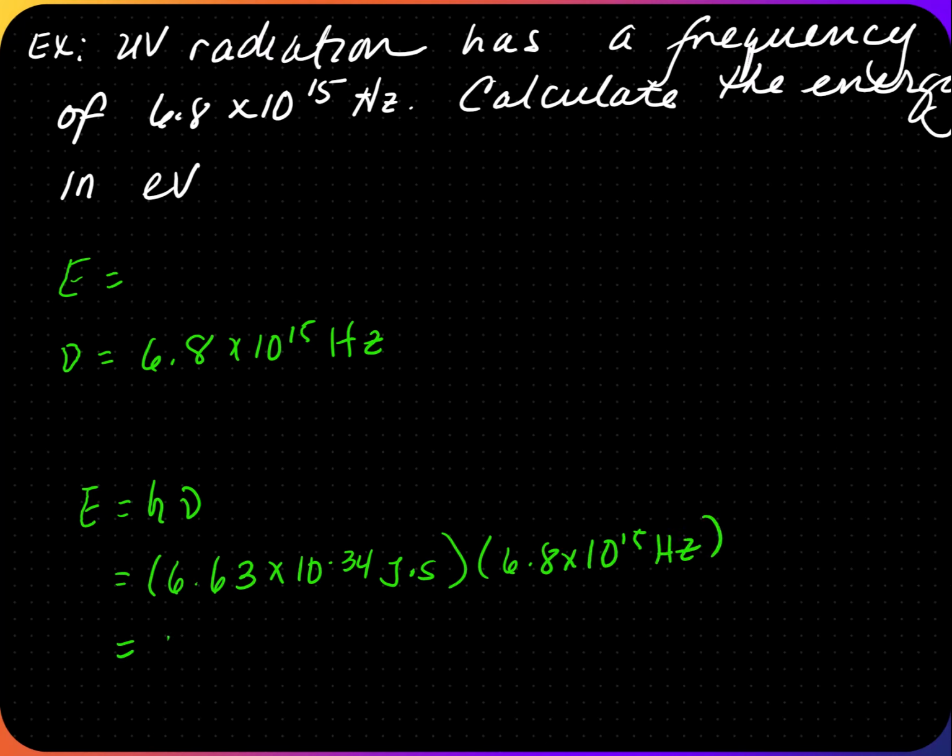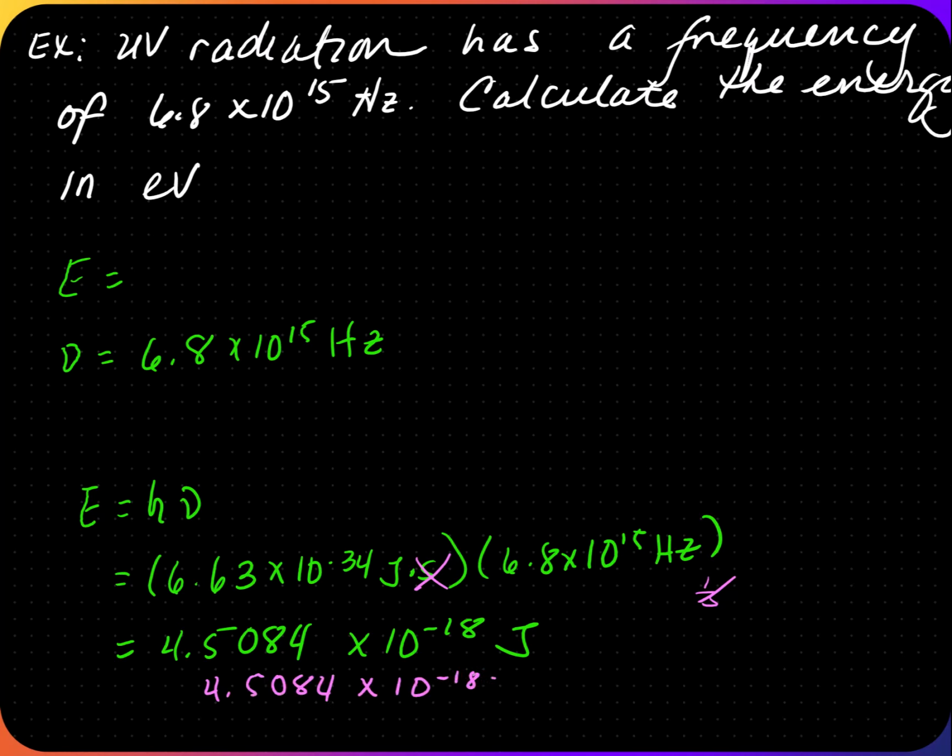Multiply the two equals 4.5084 times 10 to the negative 18 joules. So here the answer comes out in joules because there's a second on top. A hertz, remember, is 1/second, so they cancel out. It's in joules, but they want the answer in electron volts, so we need to convert it. So 10 to the negative 18 joules. Diagonal units have to be the same.